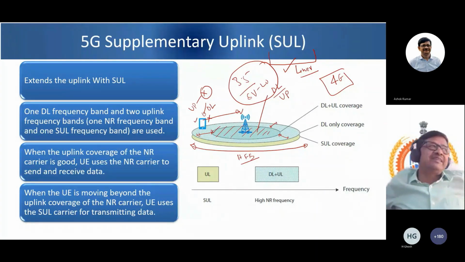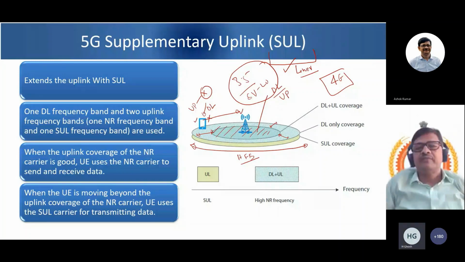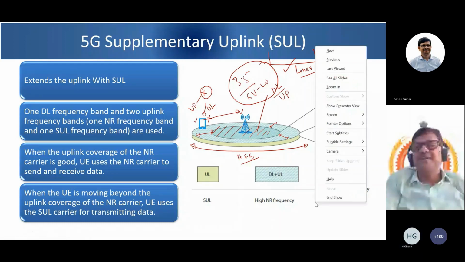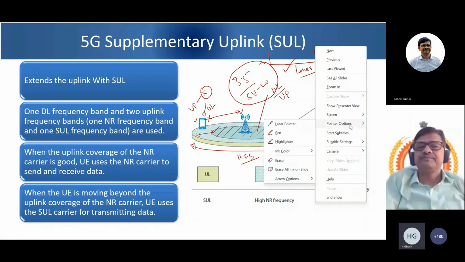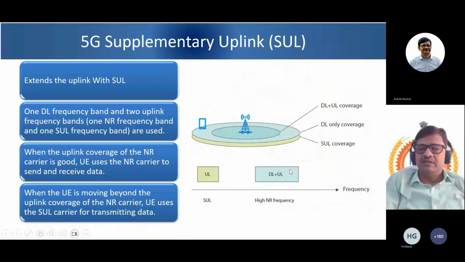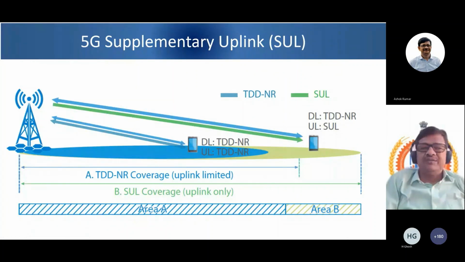FDD means the same spectrum: if you have X megahertz in the uplink direction, you also have X megahertz in downlink. Generally, FDD means that. Here it is not the same, it is slightly lower. Yes, that is true. But function-wise, it is similar, no? Yes, you can consider that. Okay, sir. Good. So this is the same thing explained in a different diagram, so I will skip this.